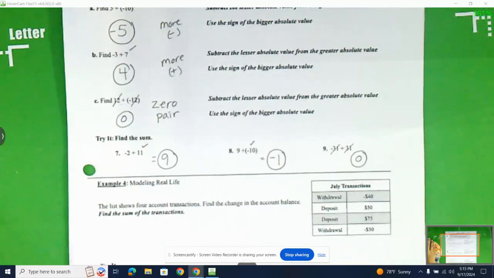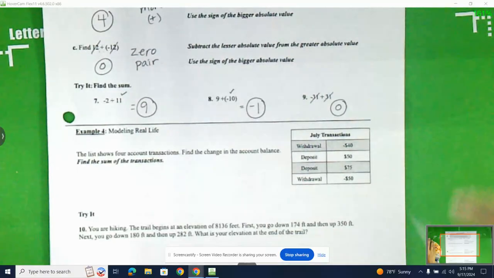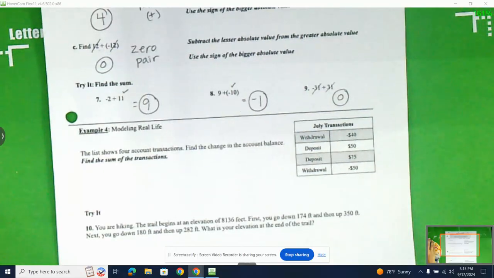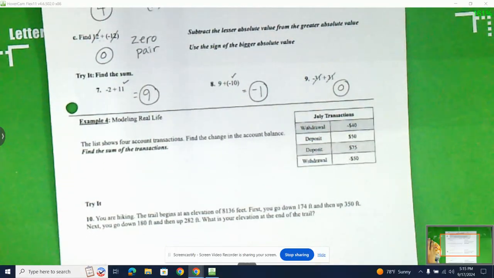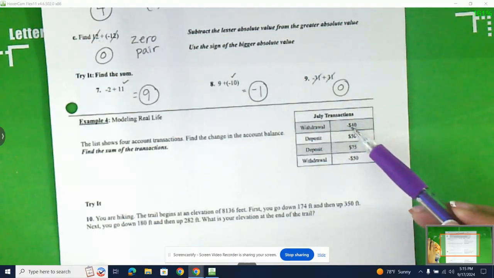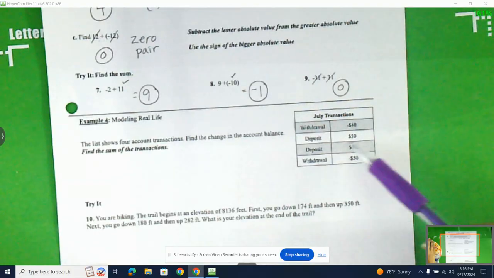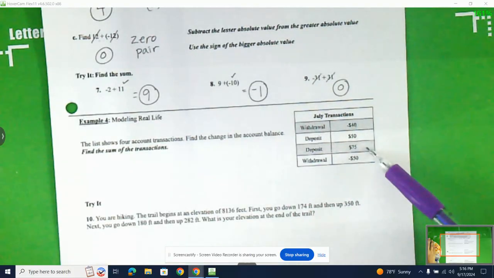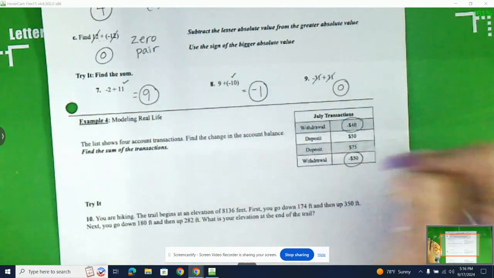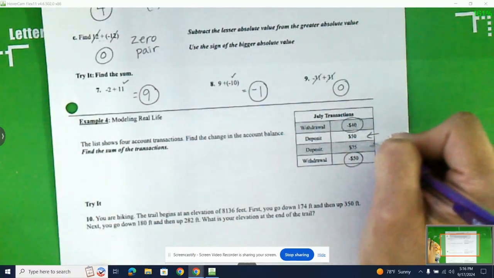Let's take a look at a word problem, modeling real life. We have some July transactions here. It says the list shows 4 account transactions. Find the change in the account balance. Find the sum of the transactions. So we'll notice that with withdrawals, there's the negative sign. That means you're taking money out. And deposits are positive because there's no sign in front, and that means that you're putting money in your account. So we have 2 negative signs or amounts that were withdrawn and 2 deposits.